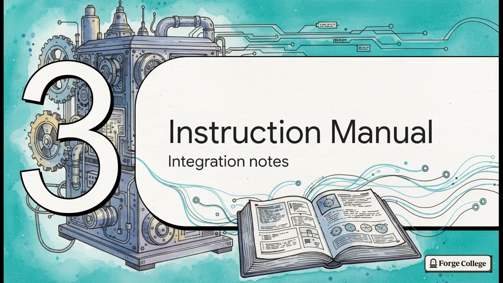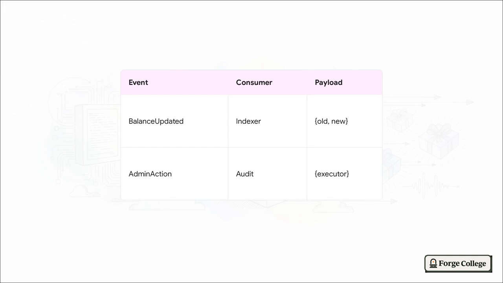Okay, up next is Section 3, the instruction manual, also known as your integration notes. Because listen, a beautifully engineered machine is utterly useless without a proper manual. Your integration blueprint, which usually lives right in your README, needs to map each event directly to its primary consumer and its payload shape. For example, a balance updated event maps to an indexer that's expecting an old and a new balance. An admin action event maps straight to an audit worker. By providing a quick JSON example of the expected log payload for every event, off-chain indexers know exactly what data is coming their way. It completely eliminates all that integration guesswork.